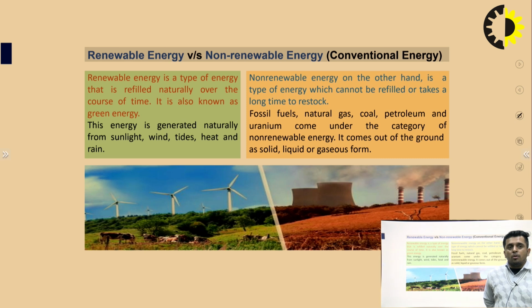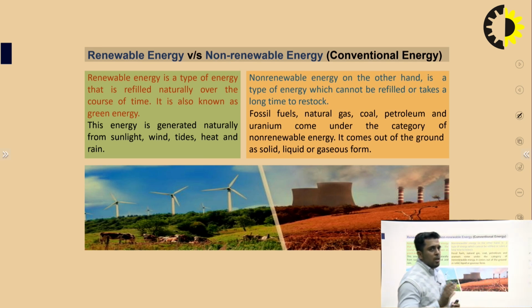But if we talk about non-renewable energy sources, on the other hand, what are non-renewable energy resources? Non-renewable energy resources are a type of energy which cannot be refilled or take a long time to restock. As you can see, fossil fuels, natural gas, coal, petroleum and uranium come under the category of non-renewable energy resources. It comes out of the ground in solid, liquid or gaseous form.